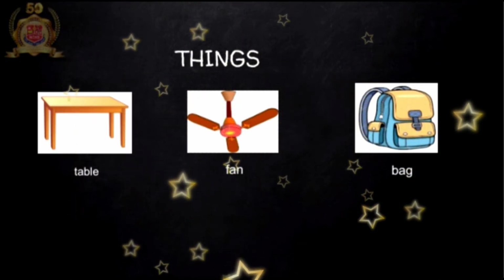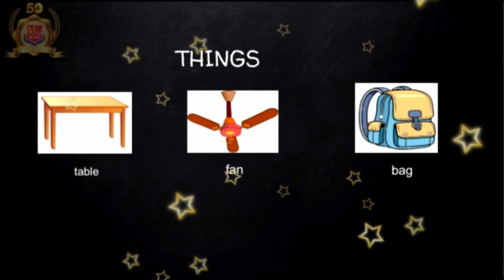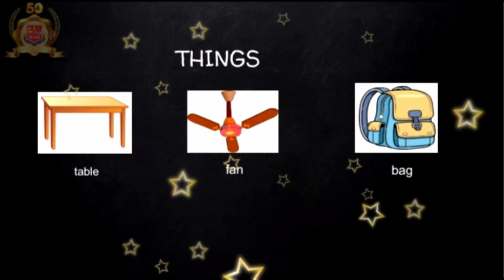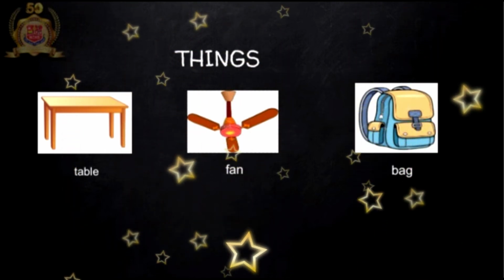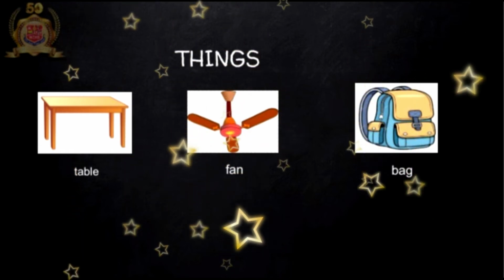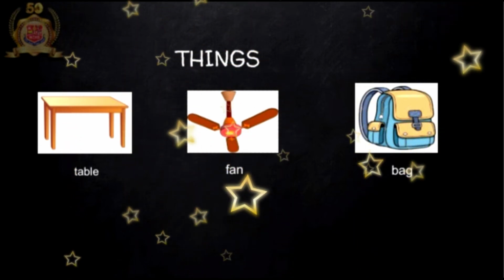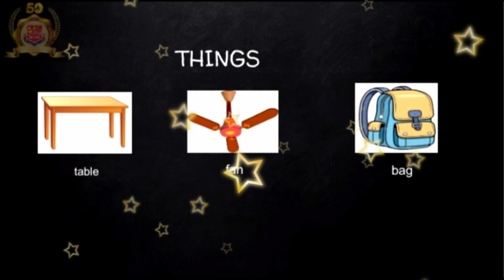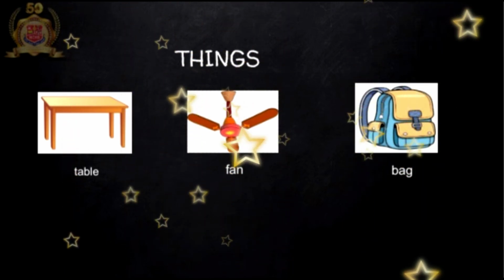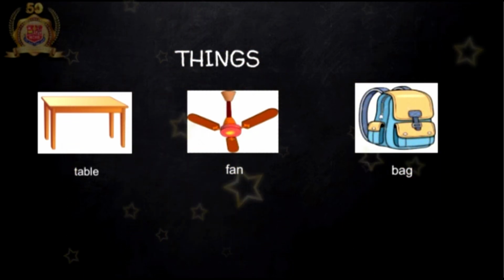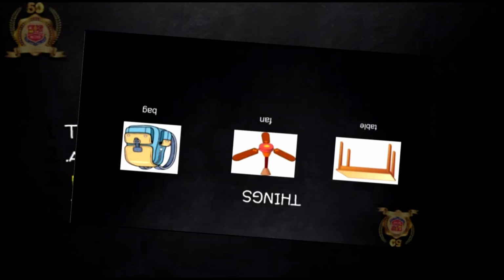Things means वस्तु. So children, you see many things around us like table, fan and bag. These are the names of things. ये सब वस्तुओं के नेम हैं. वस्तुओं के नेम को हम नेमिंग वर्ड्स और नाउन कहते हैं. You can also say that naming words are the name of things.